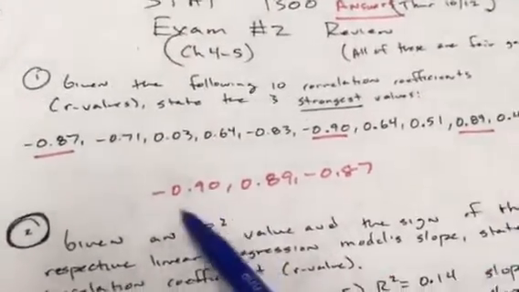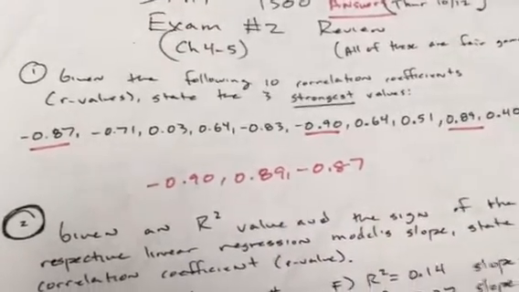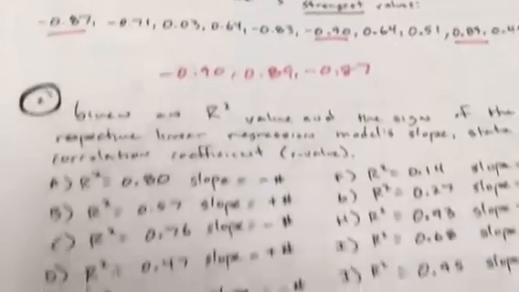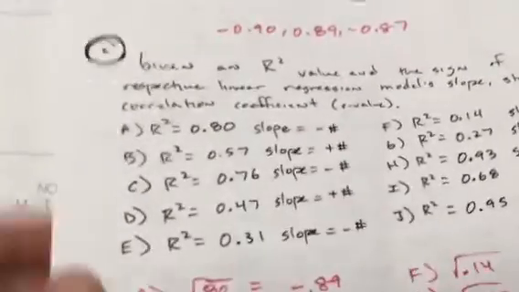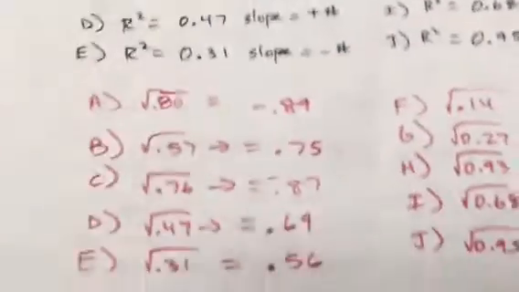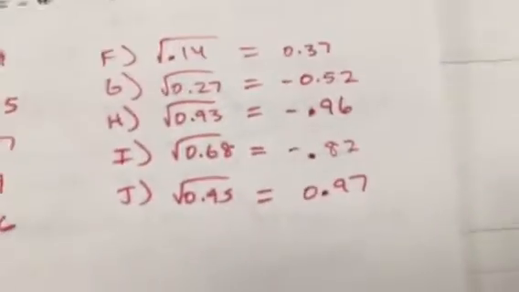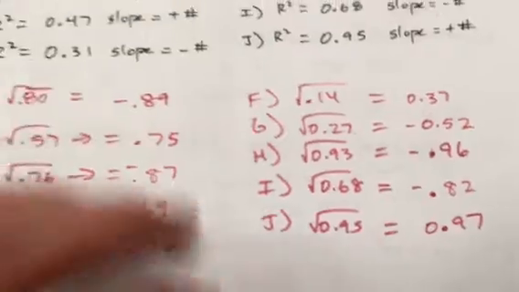Guys, the answers for number 1 are as follows. Remember, the strongest R values are the ones that have the absolute value closest to 1. For number 2, here are the answers. Remember, the sign of the slope is the sign of the R value, the correlation coefficient, okay? Again, going through these answers very quickly. We should have talked about almost all of these in class.